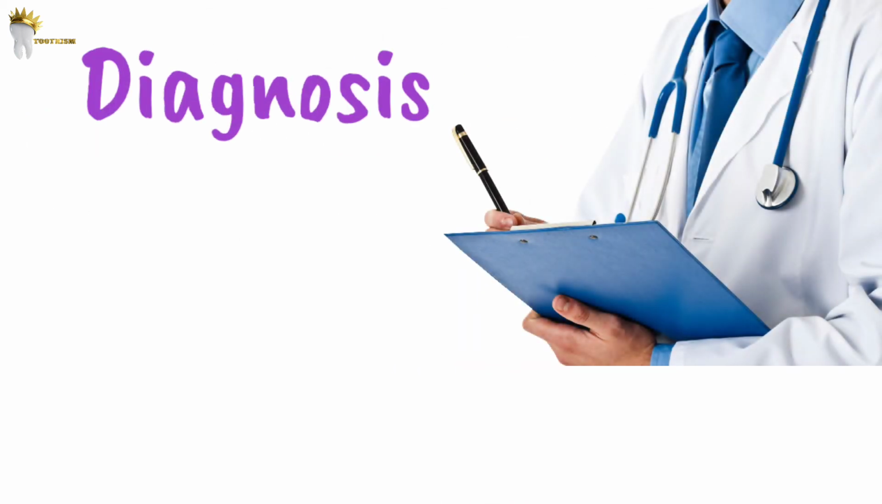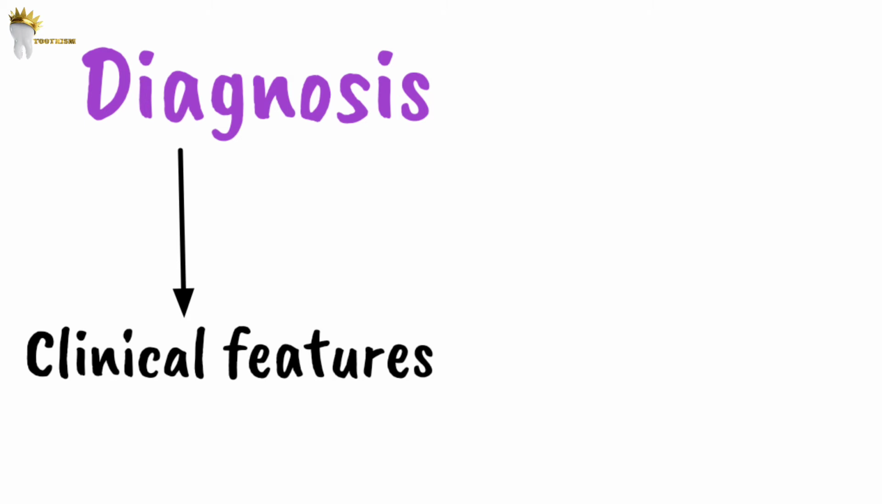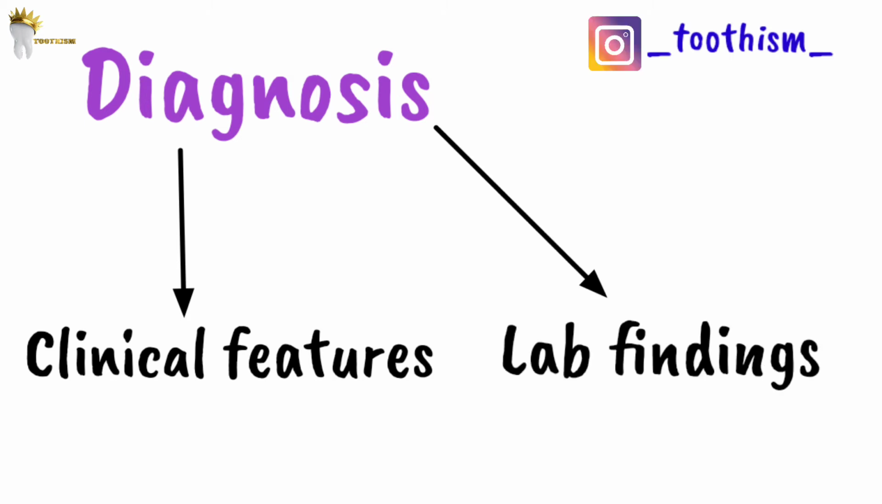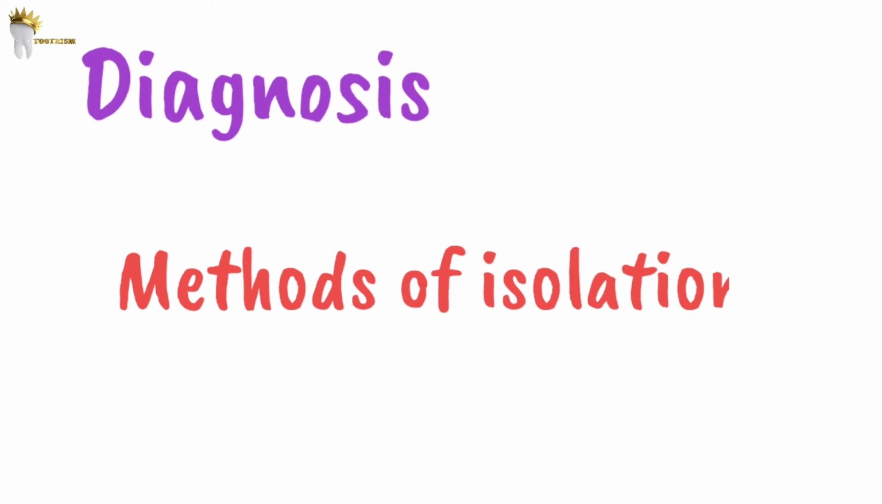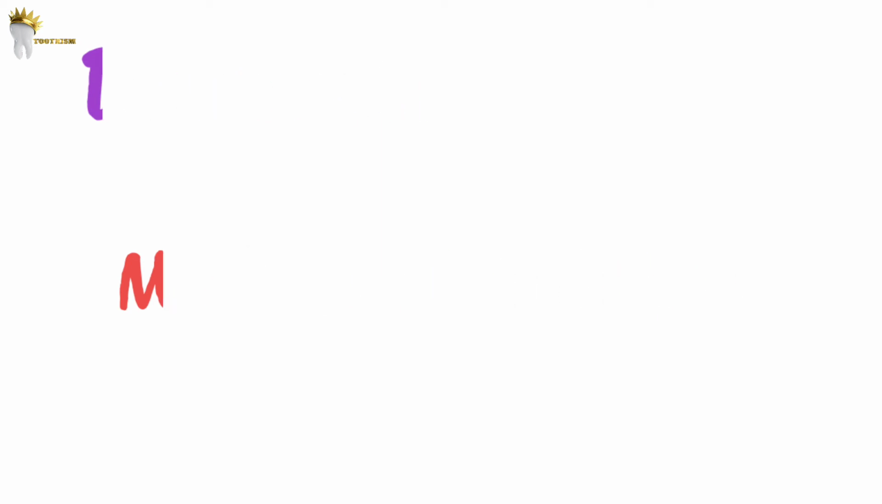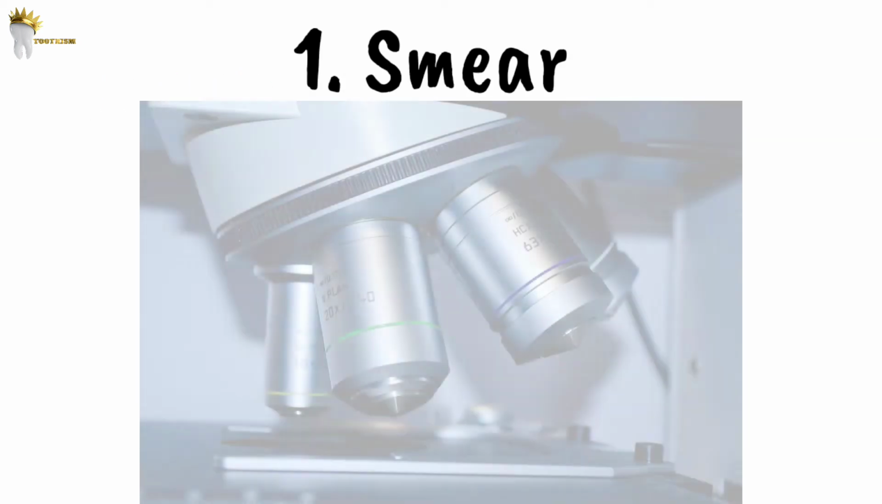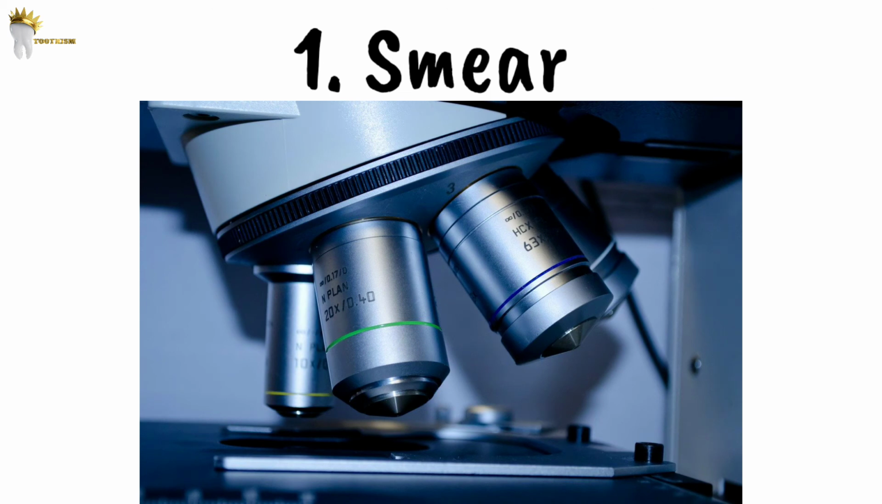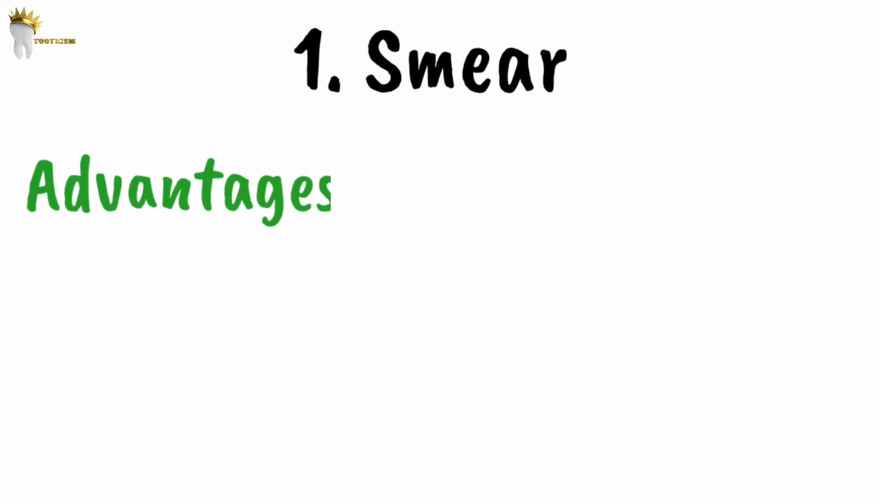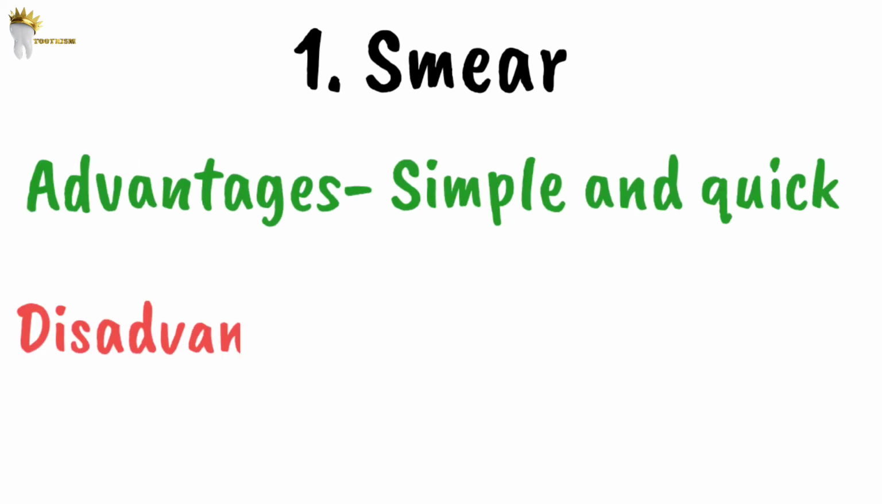Coming to diagnosis of oral candidiasis, the diagnosis is based on both clinical features and lab findings. Sometimes antifungal therapy has to be started to assist in the diagnosis process. Let's look at some of the methods of isolation of Candida. First is smear. So here the area is scraped and smeared directly on the slide. It's simple and quick, but it has low sensitivity.